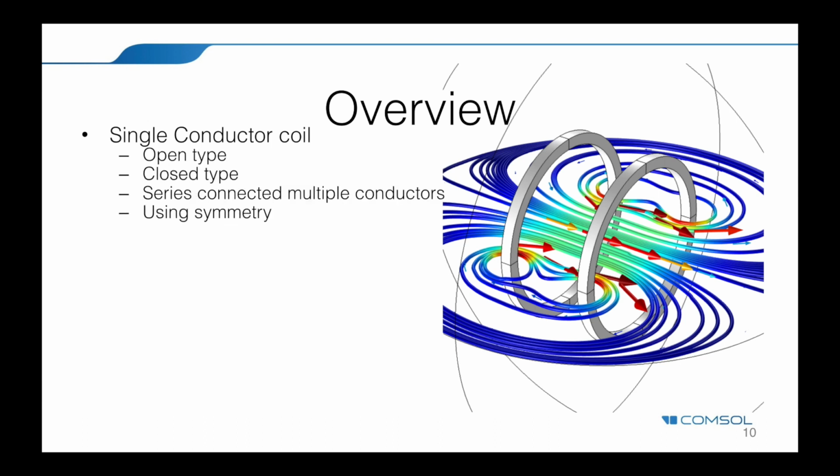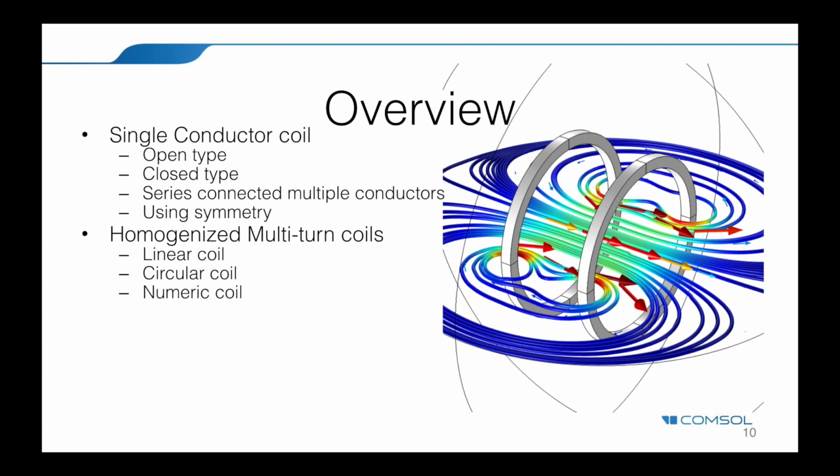Okay, for single conductors, it can be an open type, a closed type, or a series connected multiple conductors. You can reduce models and computational time by using symmetry conditions. For homogenized multi-turn coils that we are looking into in the next model, you can use a linear coil, a circular coil, a numeric coil. That's what we are going to use in a few steps later. Or it can be reduced by symmetry conditions.